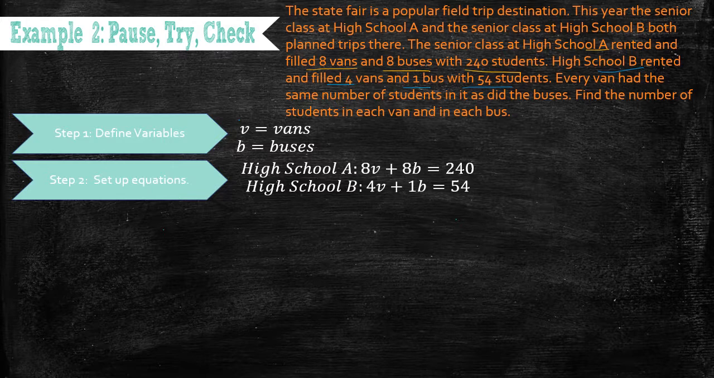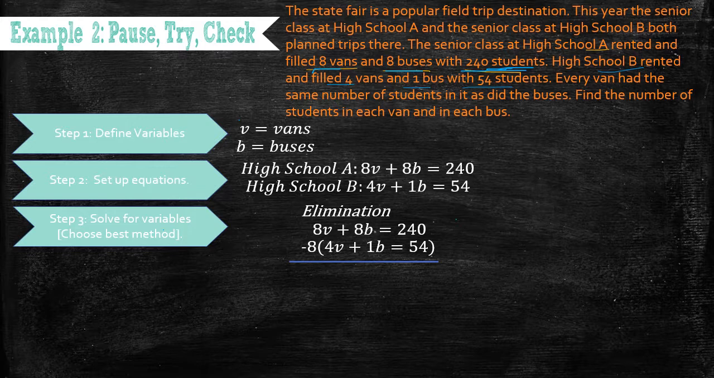Step 2, we want to set up our equations. Remember that in this case we have 8 vans and we have 8 buses, and then we have a total of 240. So whenever we have that total like that, we're adding 2 parts together to equal a total amount. So 8 vans plus 8 buses equals 240, and then High School B had 4 vans and then 1 bus with 54 students. So that's how I got my 2 equations.